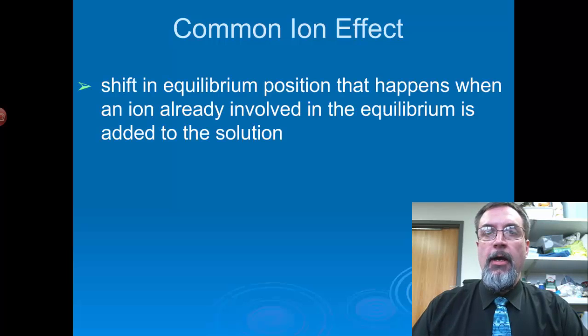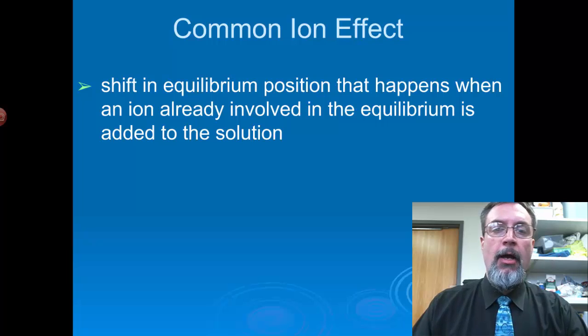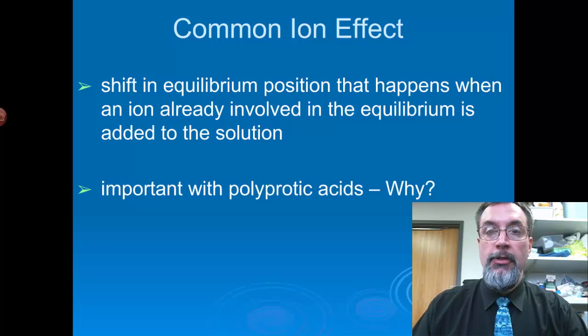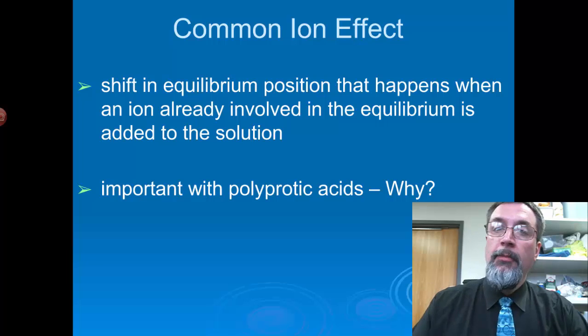The common ion effect occurs when you have a substance that already contains an ion that's part of your equilibrium. So if you, for example, have an equilibrium situation and you add more of a particular ion, we know according to Le Chatelier's principle that's going to cause the equilibrium to shift. Using that information, we can figure out with our calculations how that is going to affect the concentrations. This is specifically important for polyprotic acids.